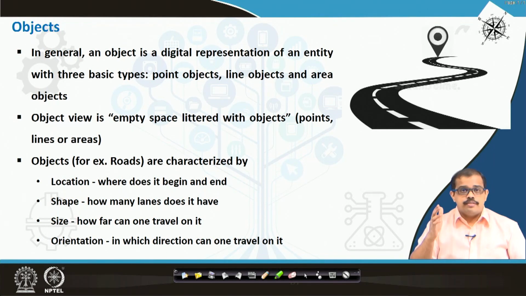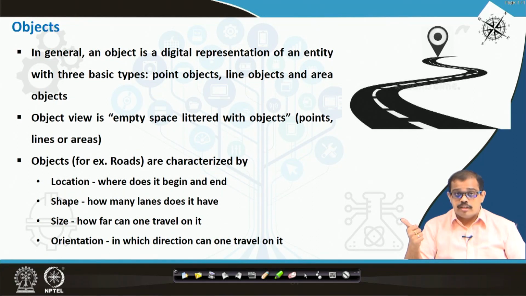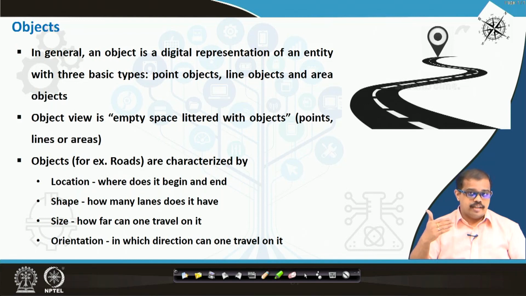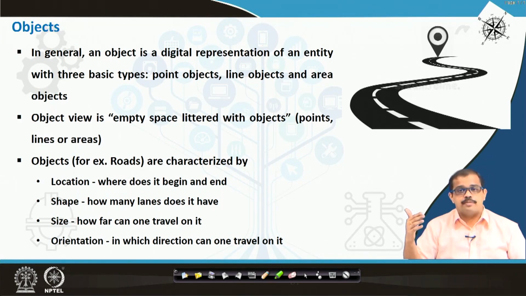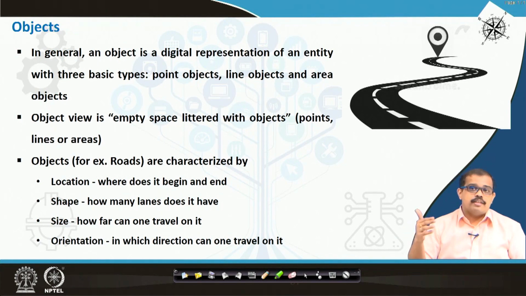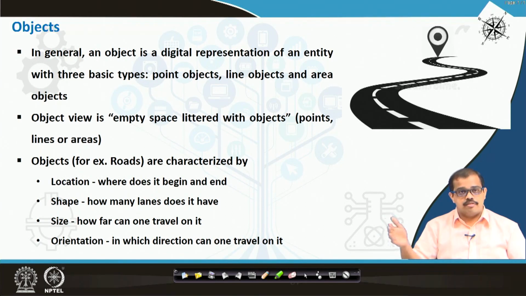Now, objects, for example, if we consider roads, are characterized by location, where it begins and where it ends, because a road is characterized by a line segment. A line segment is made up of 2 points, so you need a starting point and an ending point. Then shape: how many lanes does it have? It is a 2-lane road, 3-lane road, 4-lane road or a 6-lane road.